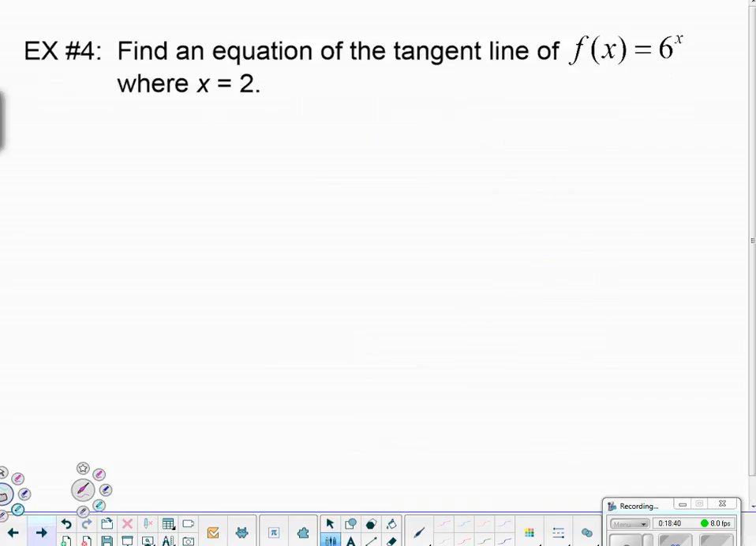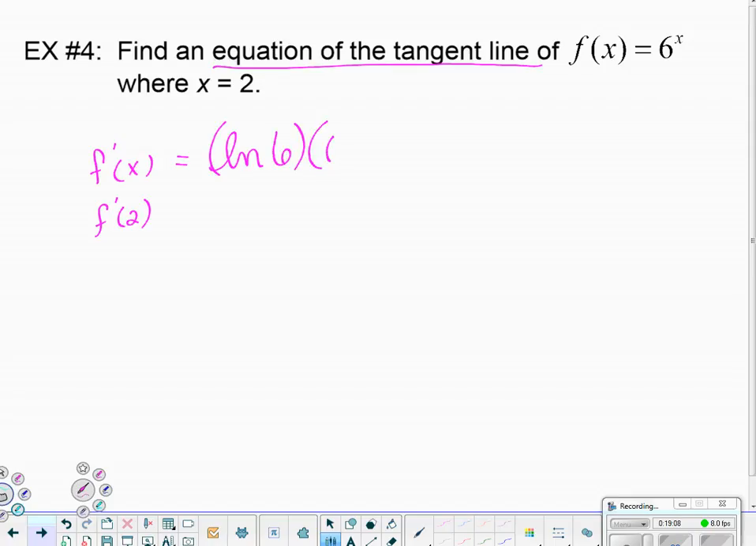Find an equation of the tangent line of f of x equals 6 to the x where x equals 2. Equation of tangent line, that's something we've been doing since early chapter 2, long time ago. But we know in order to get a tangent line we need f prime of x. We actually need f prime of 2 to get the slope at 2, don't we? So f prime of x, well, our function is 6 to the x. So the derivative is going to be natural log 6 and then multiplied by 6 to the x. Derivative of x is 1. So there's our derivative.